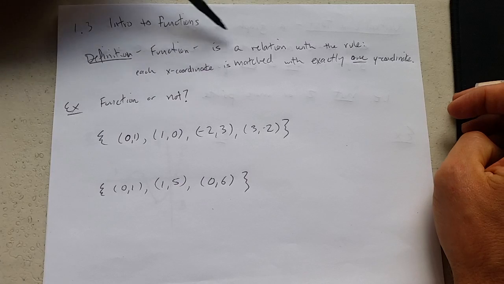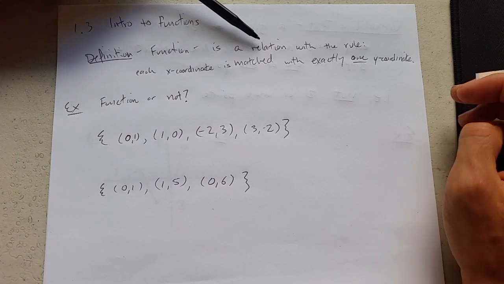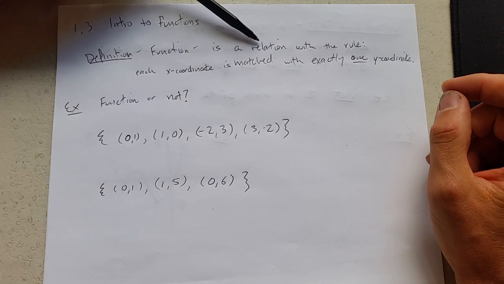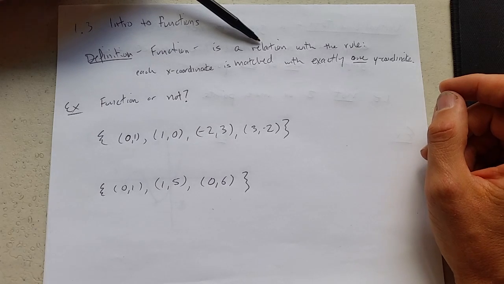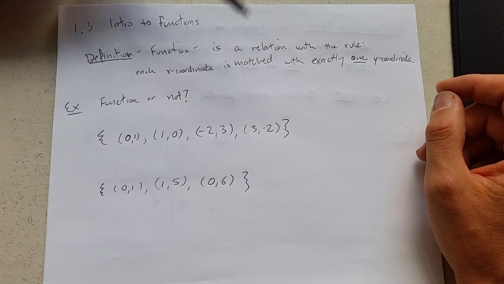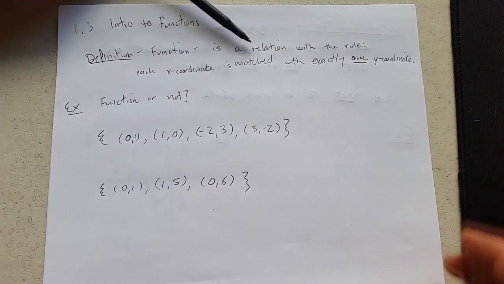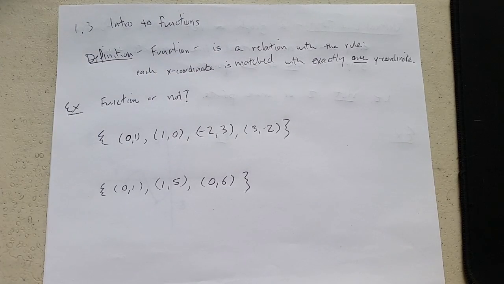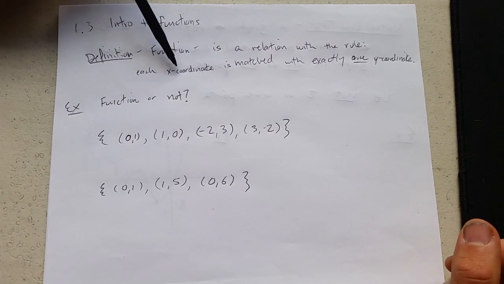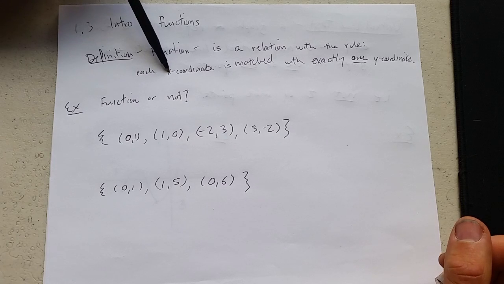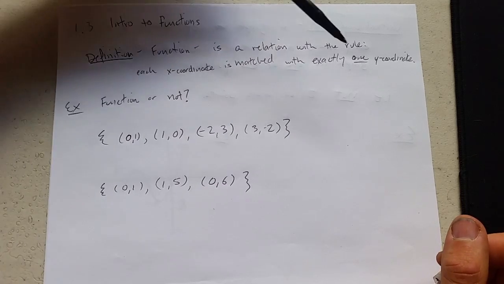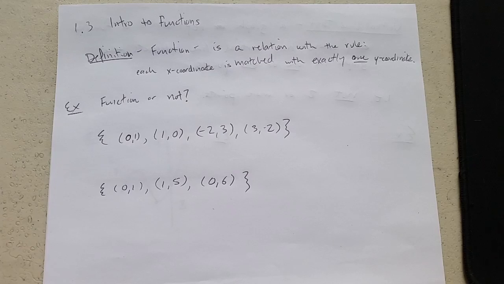A function is a relation, which means it's a subset of the two-dimensional plane. So it's a bunch of points, is one way to think about it. But it has a rule that you need to satisfy. Each x-coordinate is matched with exactly one y-coordinate. Now, this doesn't mean that every x-coordinate is included, but all the x-coordinates that are included have exactly one y-coordinate.